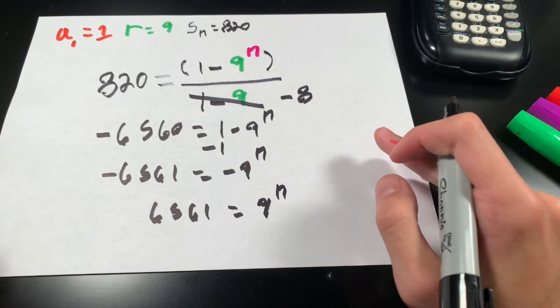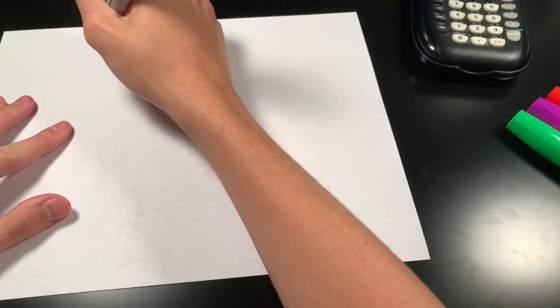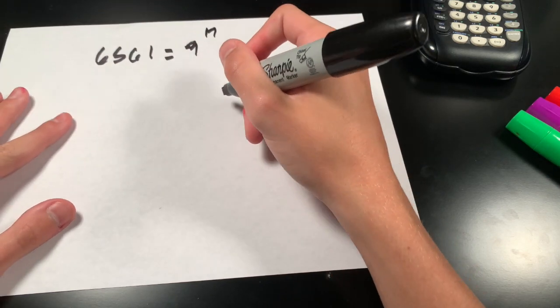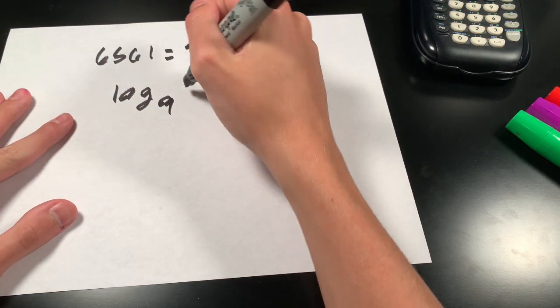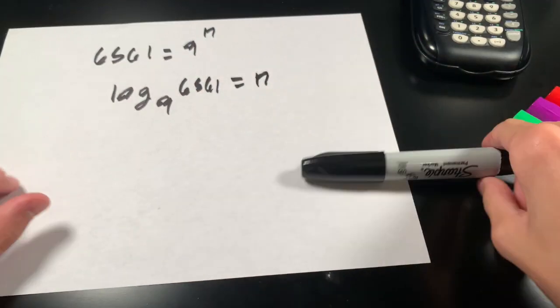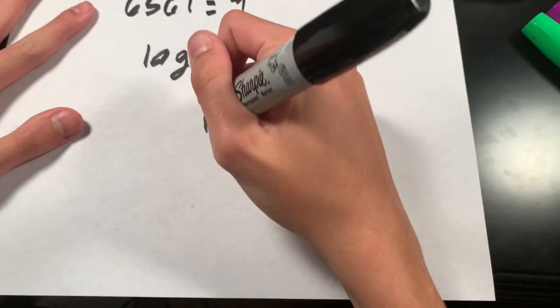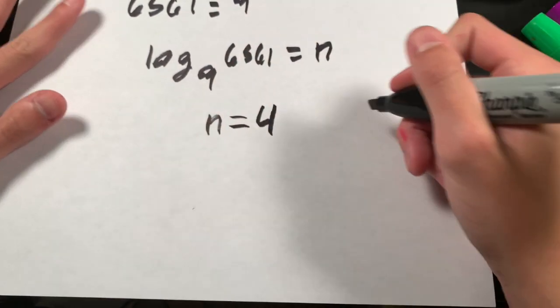You may be wondering how we calculate this, and that is by using a logarithm. We have 6,561 equals 9 to the n. If you all remember, we can do log base 9 of 6,561 equals n. Then just plug that into our calculator, and we get n equals 4.